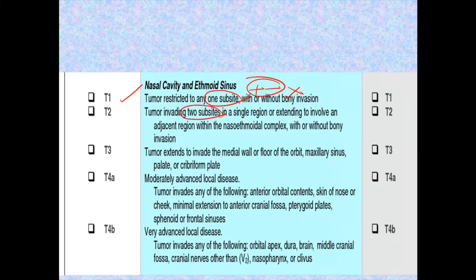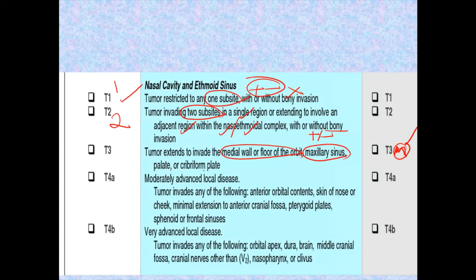Two subsites is T2. Very easy to remember. A single region extending to involve an adjacent region, with naso-ethmoidal complex, with or without bony invasion. So two subsites is T2, one subsite is T1. T3 invades the medial wall or floor of the orbit, or the other sinus. Previously it was the ethmoid sinus, now it is the maxillary sinus, because it is an ethmoid tumor.